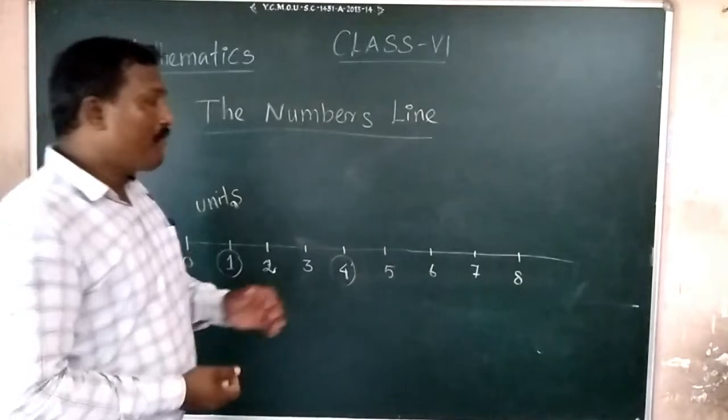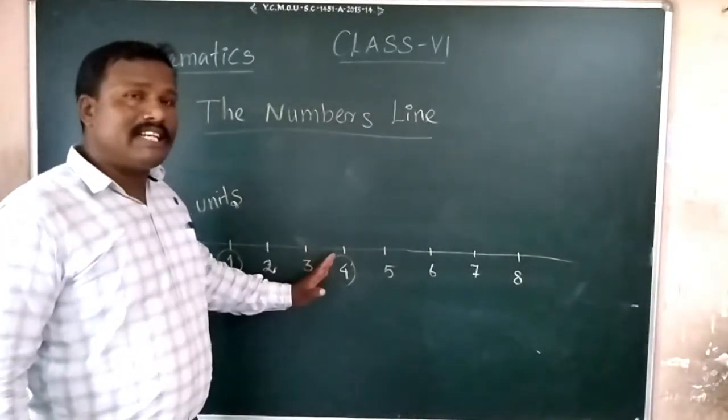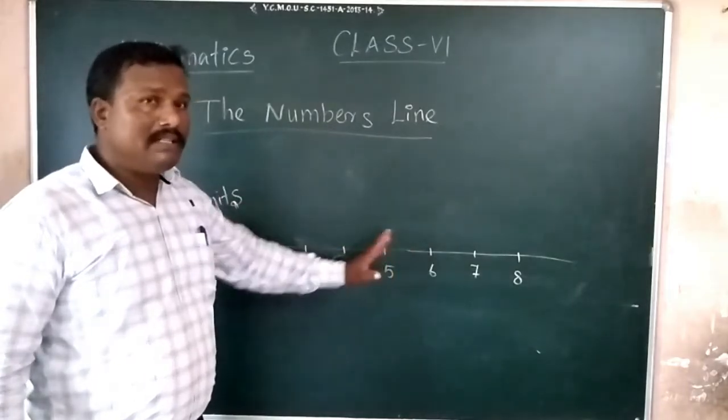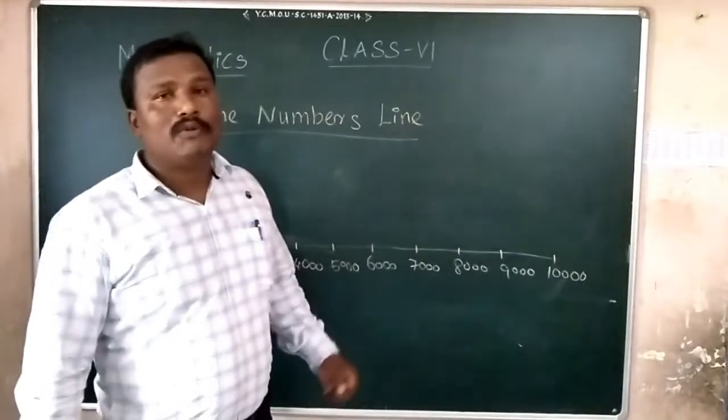So in this way, what we understand now is that the right side always has the greater number and the left side always has the smaller number. We talk about the number line now.